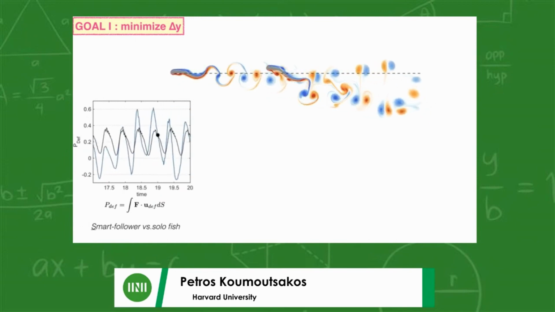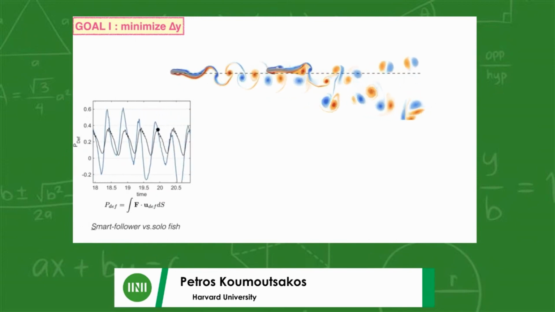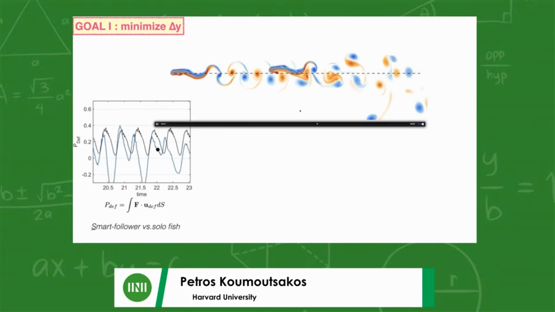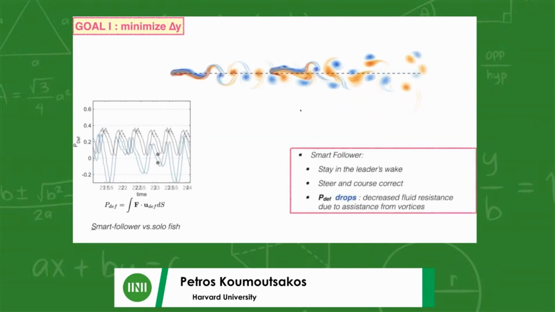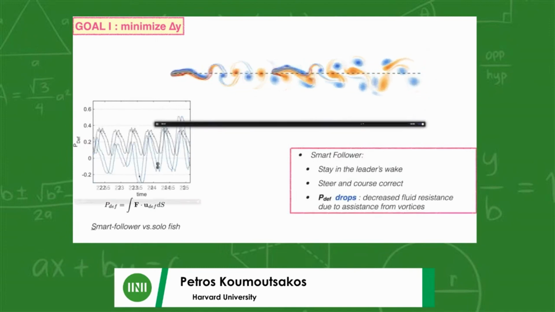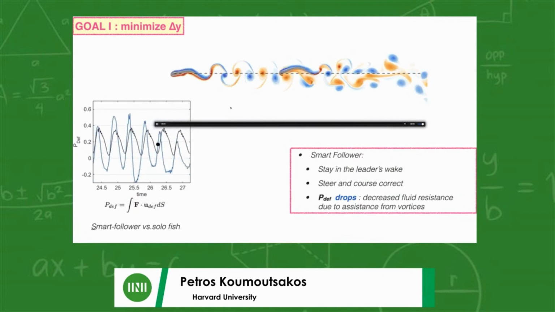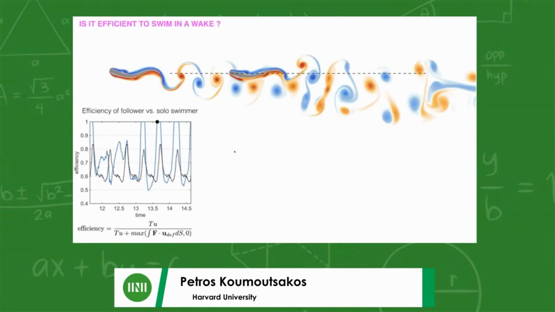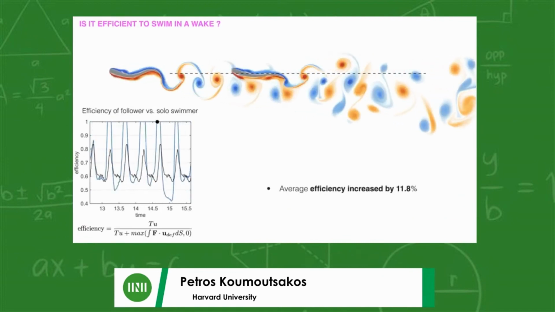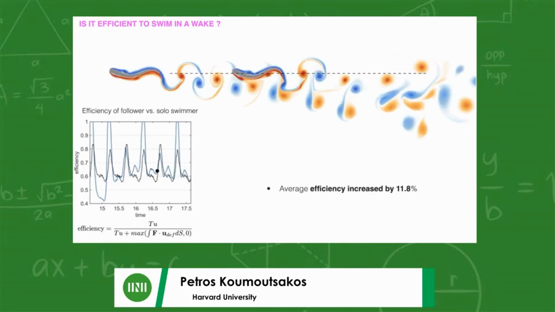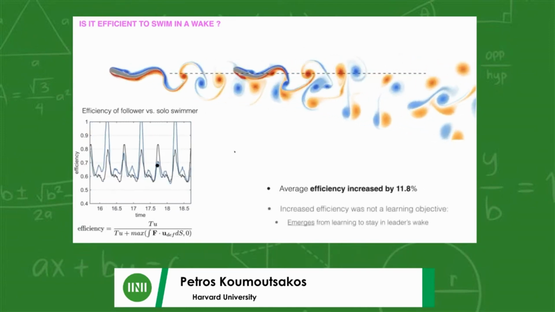Well, you can do that. And so the follower here learns to swim right behind the other fish. So even though we found that it swims inside the vorticity field, the power of deformation of the follower is less than the power of deformation of the leader. And what we found actually is that it is efficient to swim right there. Even though we didn't optimize for that, we got an extra benefit of about 12%.